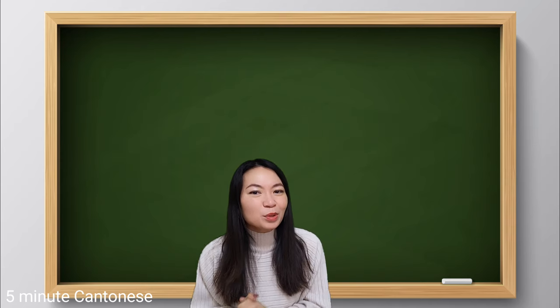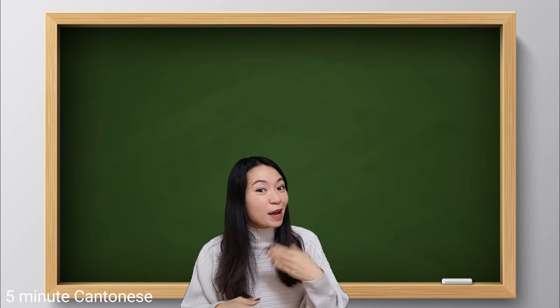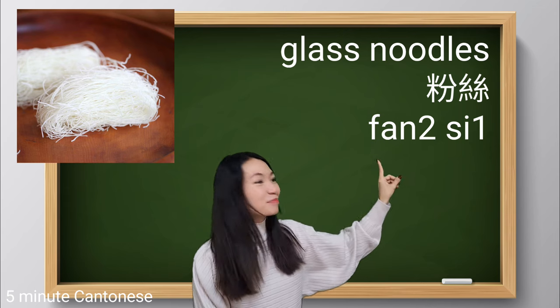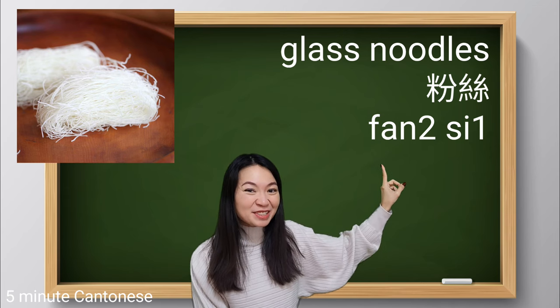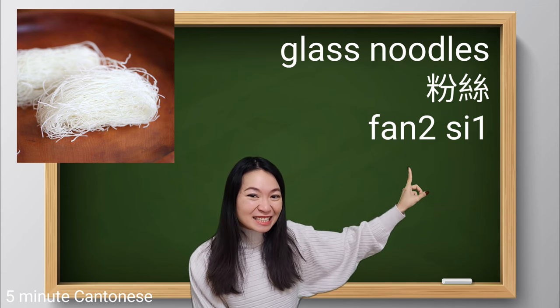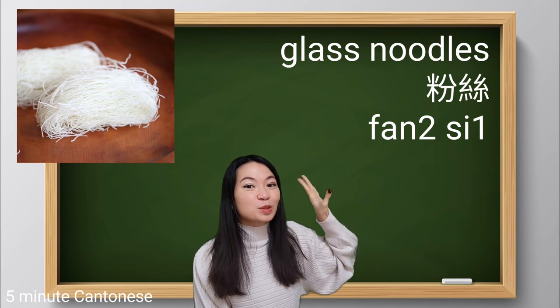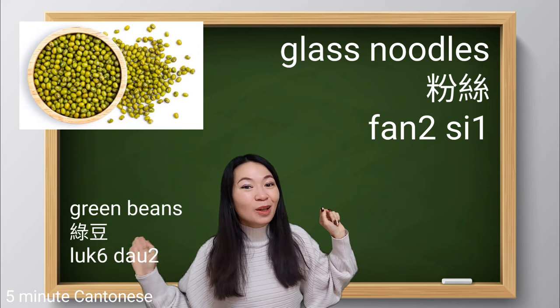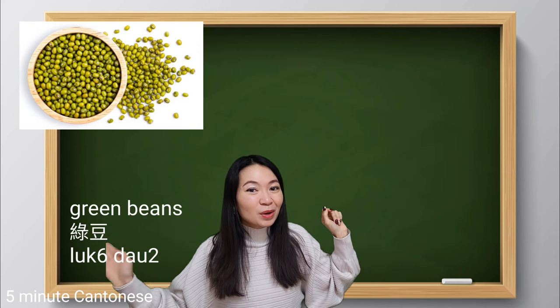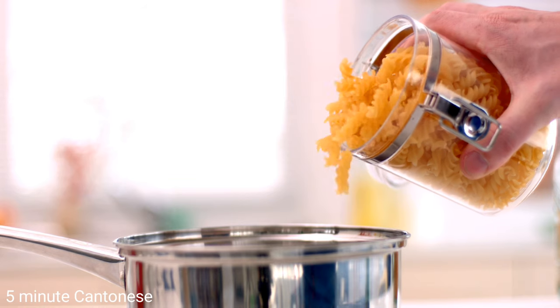There are some kinds of noodles which are not made of rice, but have the word fun. For example, grass noodles, fun si. The main ingredient is green bean, luk dau.